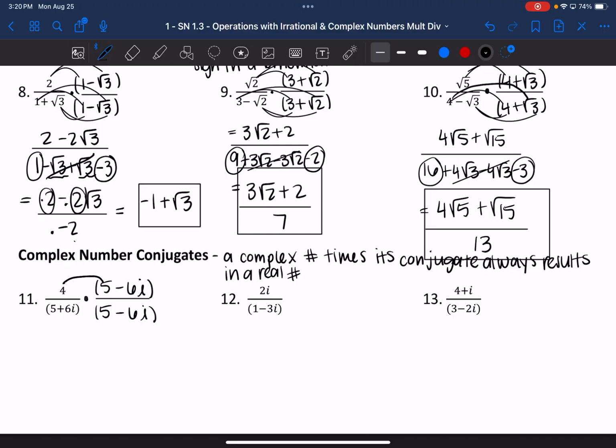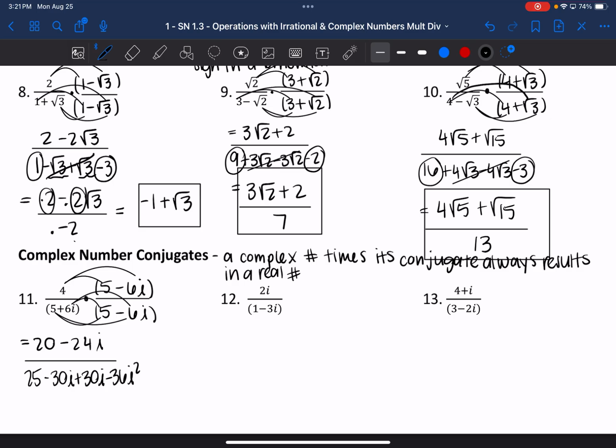So in the numerator, I got 4 times 5, which is 20, and 4 times negative 6i, which is negative 24i. In the denominator, we got 5 times 5, which is 25, 5 times negative 6i, which is negative 30i, and then 6i times 5 would be positive 30i, and then 6i times negative 6i, which would be negative 36i squared.